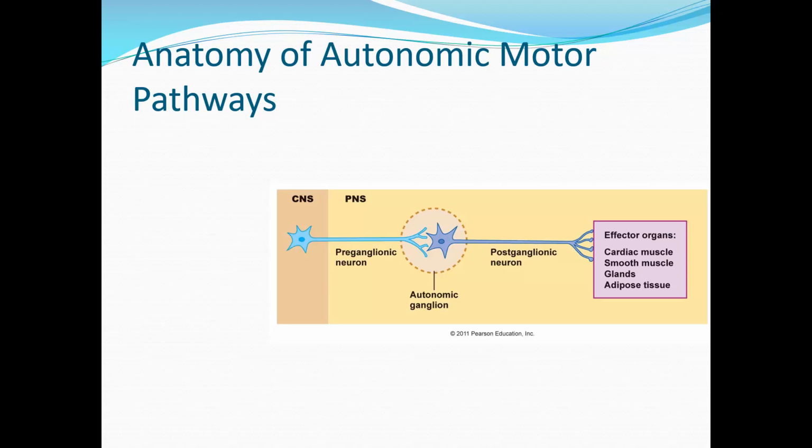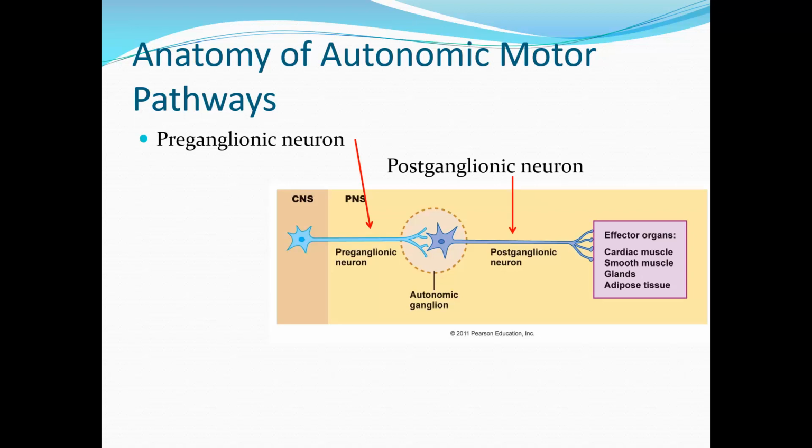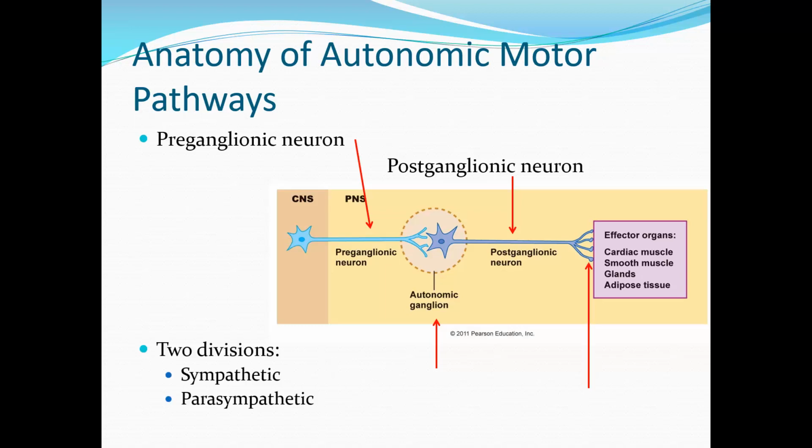So, anatomy of the autonomic nervous system. You have the central nervous system, and that's going to give rise to the preganglionic neurons in the peripheral nervous system. They're going to go and synapse in an autonomic ganglion, and then the second neuron is going to be the postganglionic neuron, and that's going to go to the effector cell. So autonomic ganglia and the effector cell. Two divisions, sympathetic, parasympathetic again.